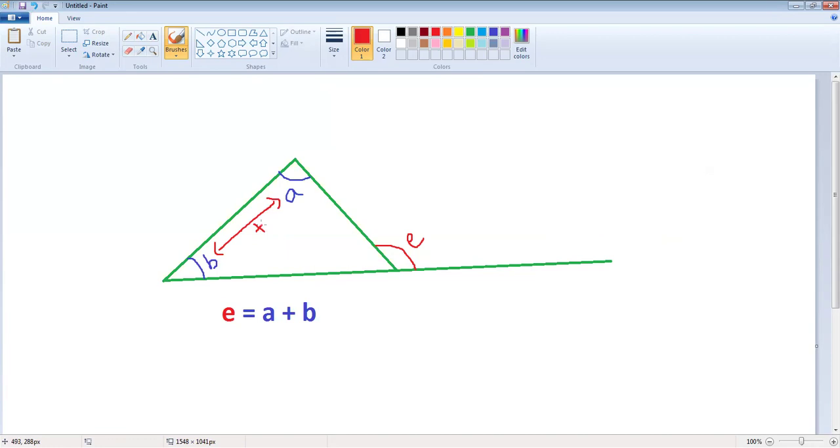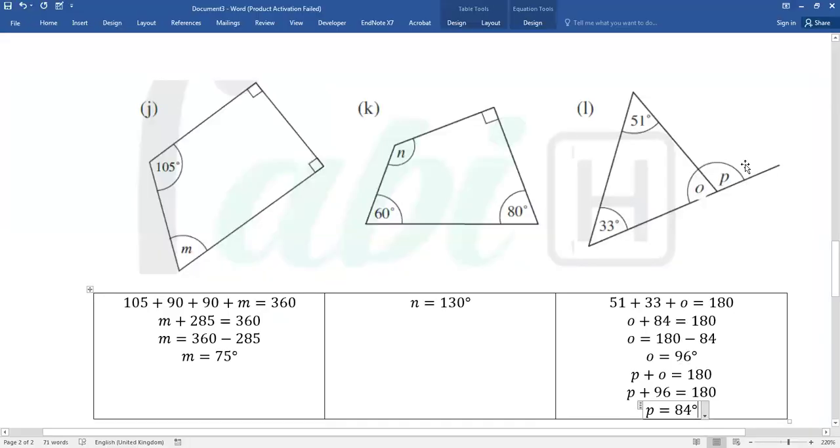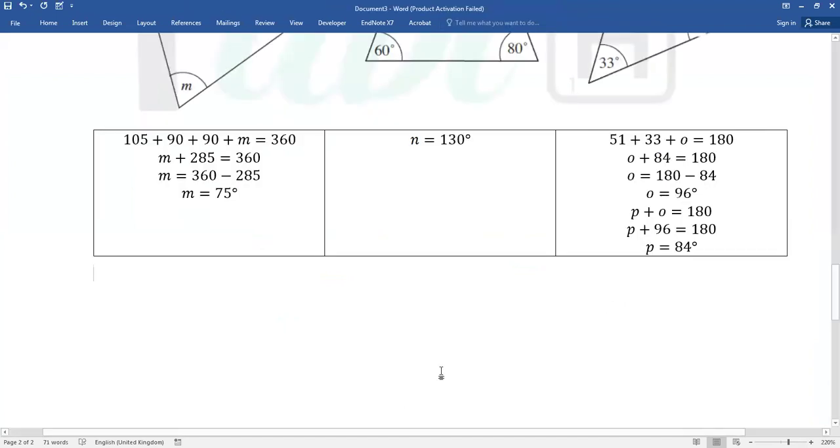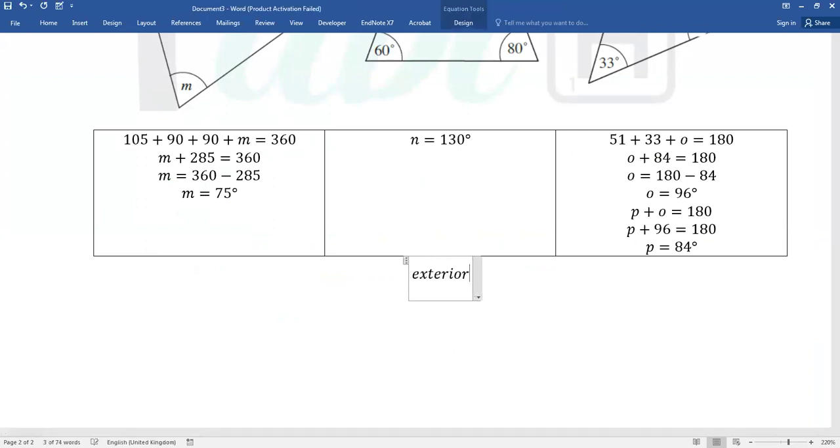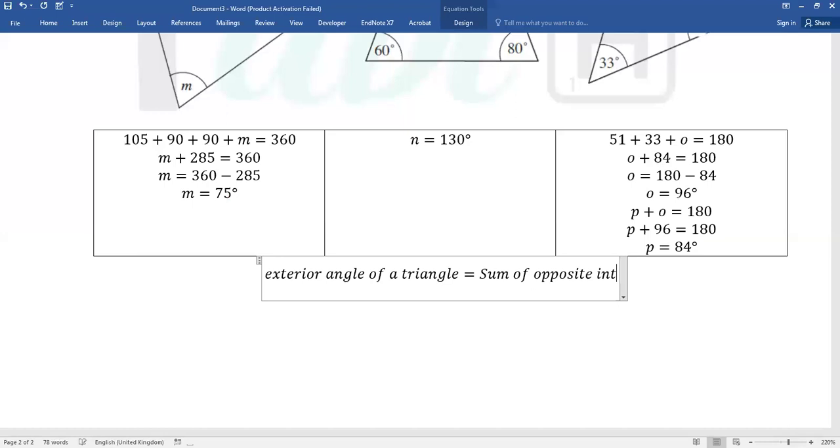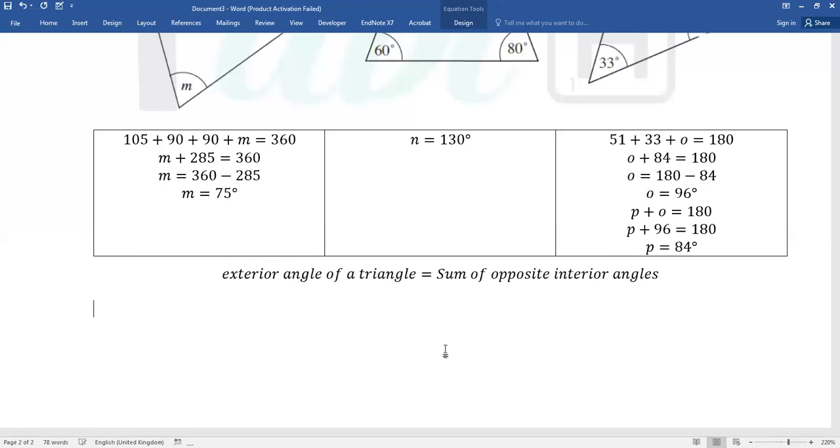Is this clear? Yes, sir. If we wanted to find P directly over here, we could have said that P is equal to the opposite interior angles. Which two are they? 33 plus 51. Very good. So this is the property that we have learned, that the exterior angle of a triangle is equal to the sum of opposite interior angles. Now we'll be using this property whenever we can.